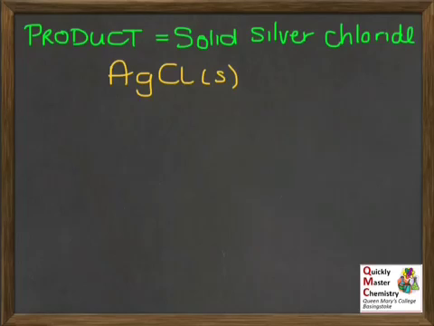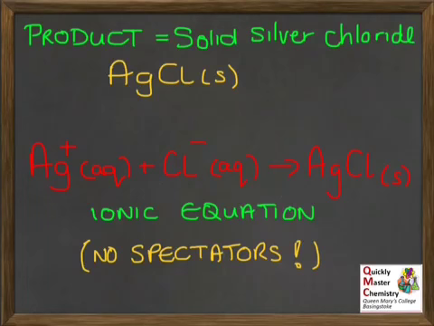So if we think about the things that we said were reactants, the silver ion and the chloride ion, and now our product, we can write those as an equation. Ag+ (aq), the silver ions, react with Cl- (aq), the chloride ions, to make solid silver chloride as the product. And this is what we know as an ionic equation. So an ionic equation is simply an equation that ignores any spectators, the things that just sit there in solution and are unchanged by the reaction.